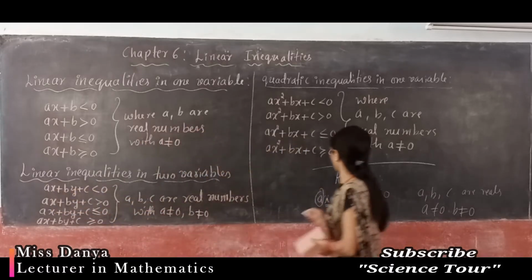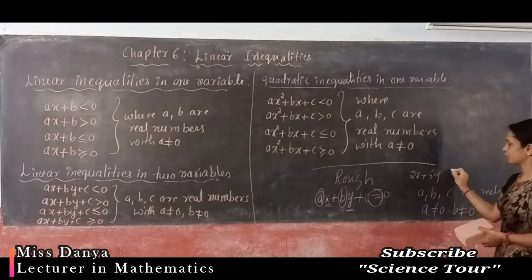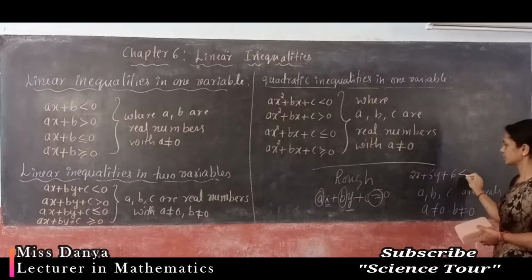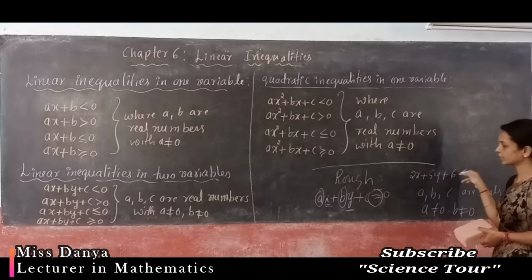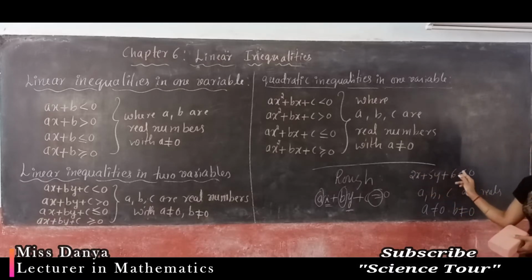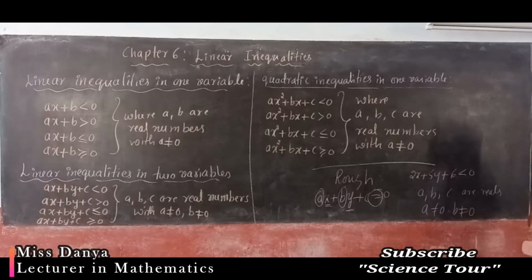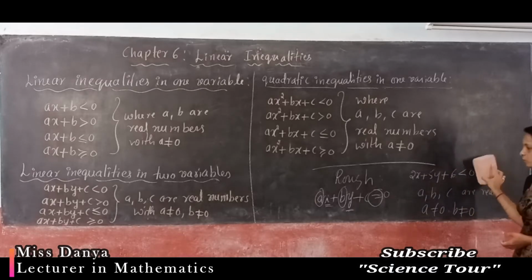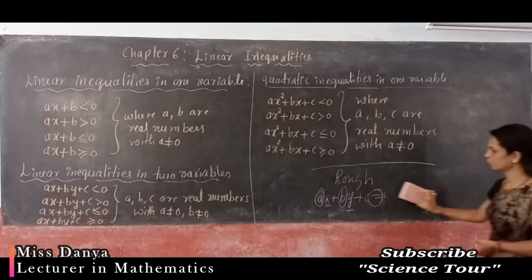For example, like this: 2x plus 5y plus 6 less than 0, or greater than 0, or less than or equal to 0, or greater than or equal to 0. You can take any real numbers in place of a, b and c, but a and b should be not equal to 0. That you have to keep in mind. So that is about linear inequalities in two variables.